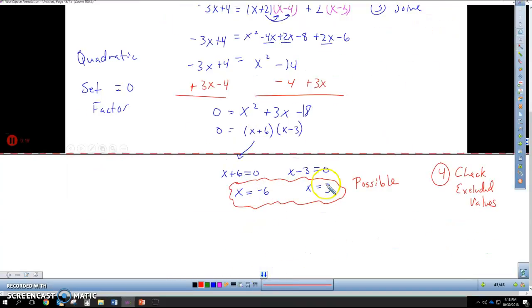In this case, it does, right here. x equals 3 is extraneous. So I'm going to throw this answer out, and then this answer here is valid. Check. So our final answer, here's our solution: x equals negative 6.